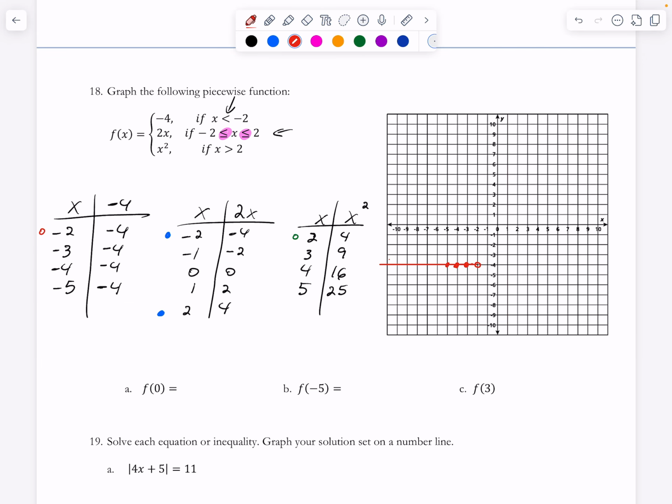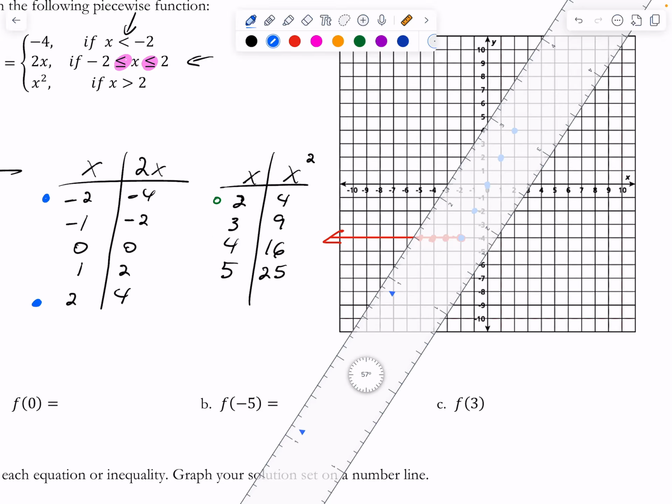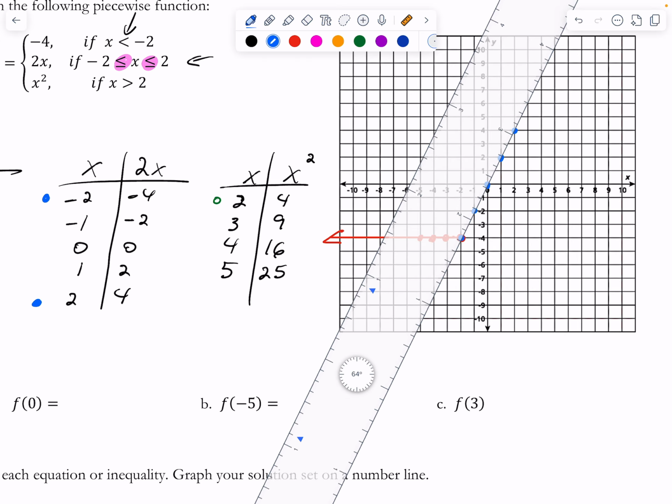Okay, forever. Then I'm going to have -2, -4. Now notice how my closed blue circle is at the same place as my open red one. So it's going to be closed, right? If you have an open and a closed at the same spot, the closed always wins. -1, -2, 0, 0, 1, 2, closed at 2, 4. That's a line, which makes sense. All right, 2x is a line with slope of 2. So I'm going to make the line here.